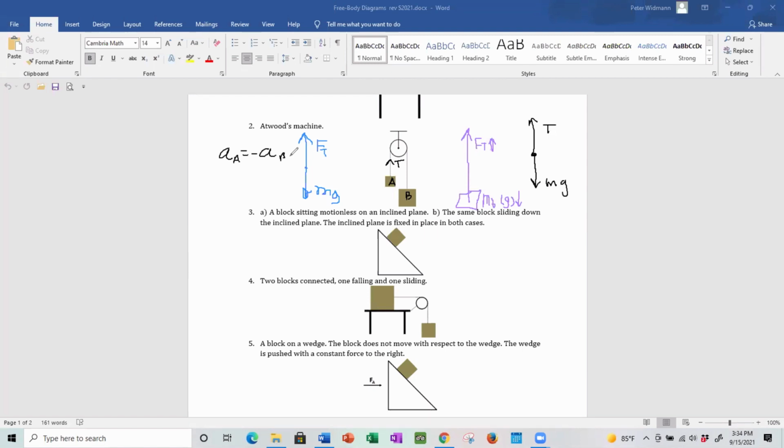Okay, very good. Professor, why is the one negative? Because if A goes up, B goes down, and if A goes down, B goes up. You don't just treat acceleration as movement. Well, we have to, it's a vector, so we have to give it a sign in a one-dimensional problem. It's either positive or negative down. Okay, good.